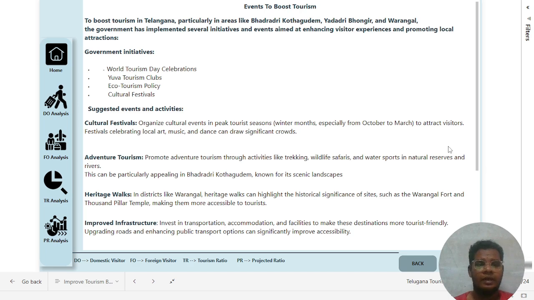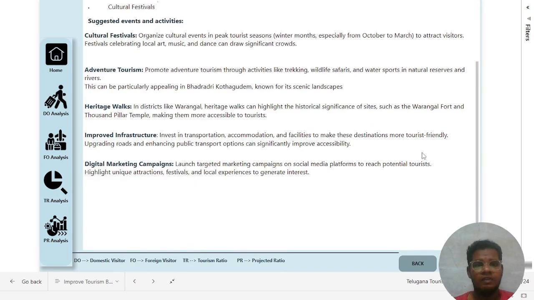That's why heritage walks in districts like Warangal can highlight the historical significance of sites such as Warangal Fort and the Thousand Pillar Temple, making them more accessible to tourists. Okay, improved infrastructure: invest in transportation, accommodation, and facilities to make the destinations more tourist friendly.